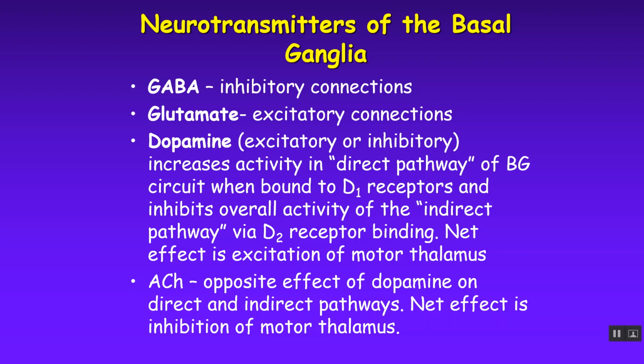Okay? Now, there's also acetylcholine in the circuitry. Acetylcholine also can act as either inhibitory or excitatory depending on the receptors it binds to. Acetylcholine has the exact opposite effect of dopamine. So it inhibits the direct pathway and facilitates the indirect pathway.